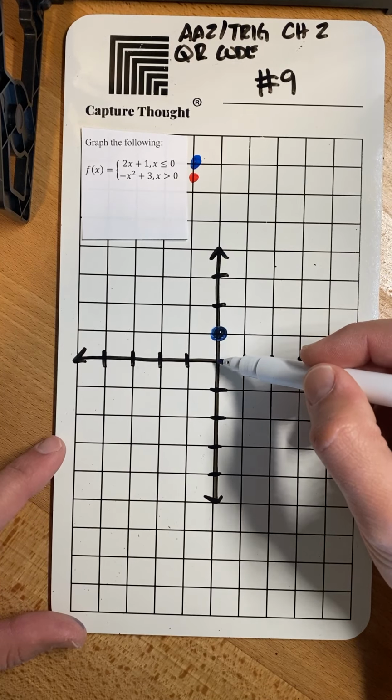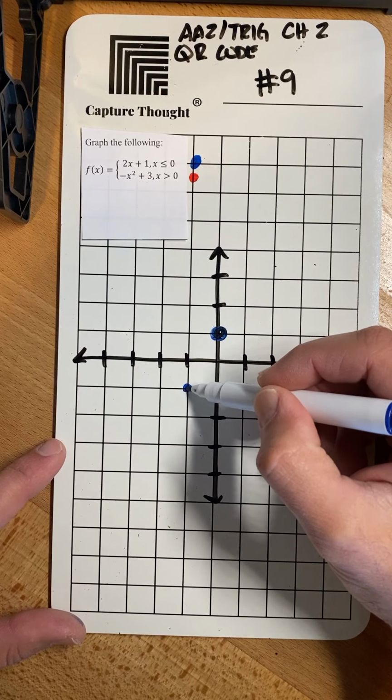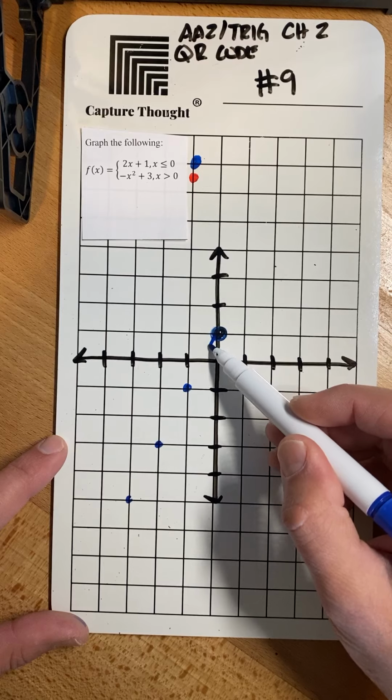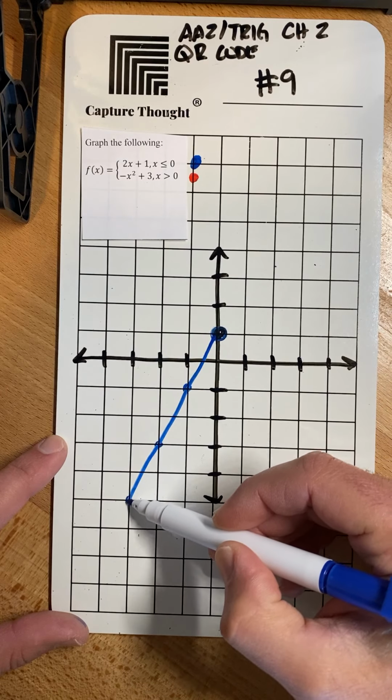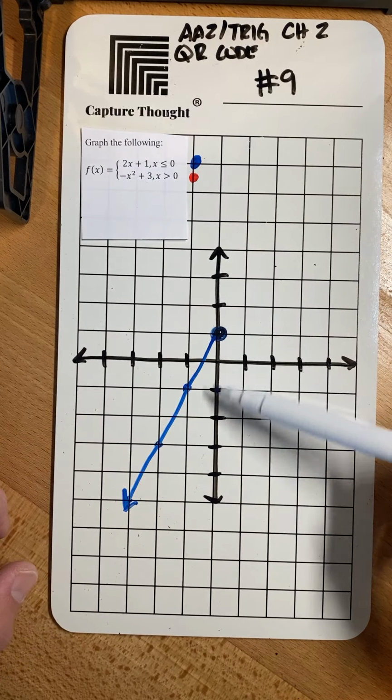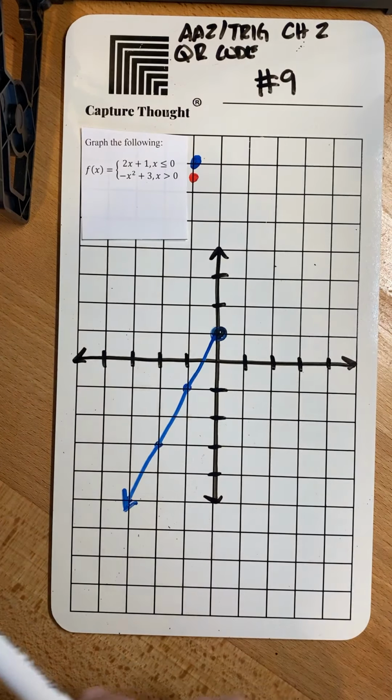So instead I'm going to go back down 2 and to the left 1, down 2 to the left 1, down 2 to the left 1. And then this represents the blue for the line 2x plus 1, but only for x values that are less than or equal to 0.